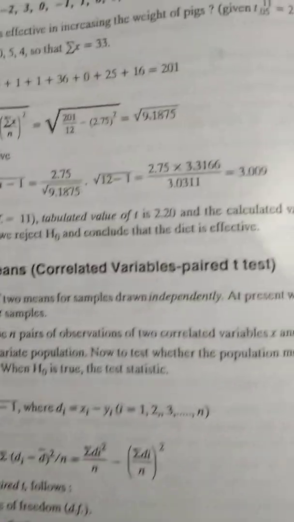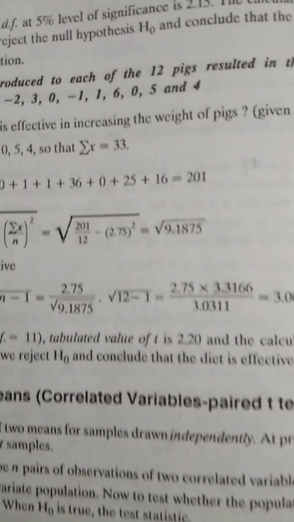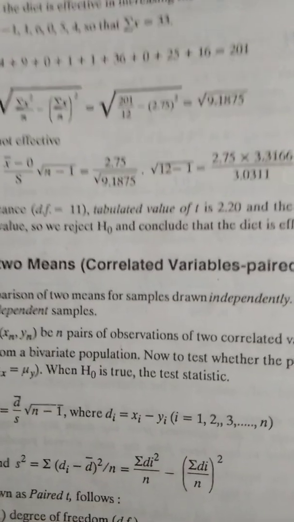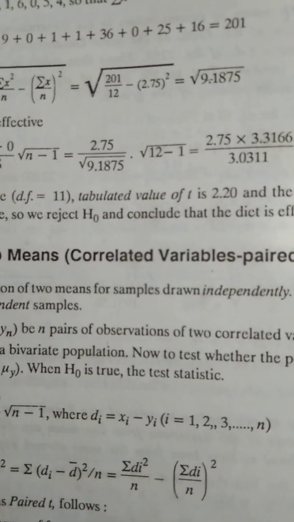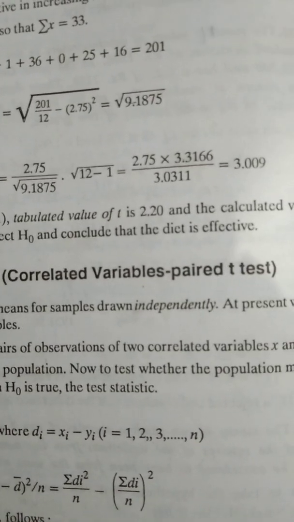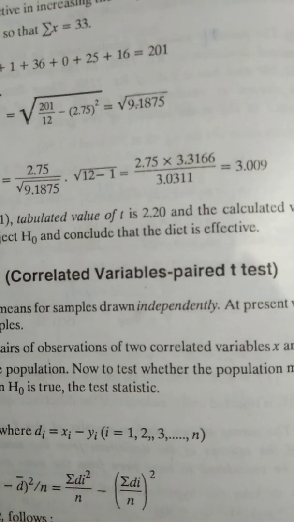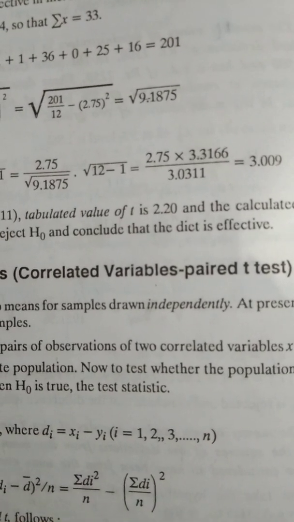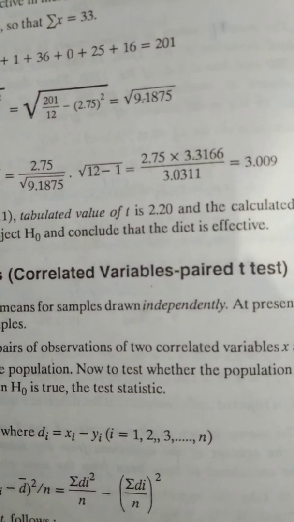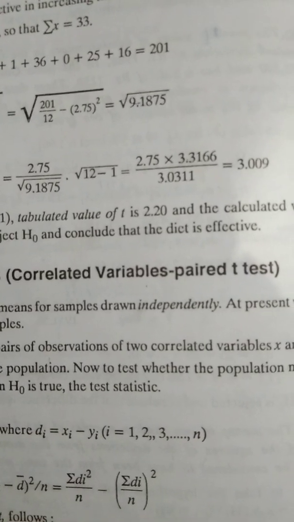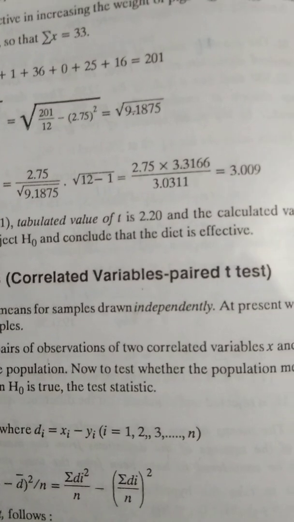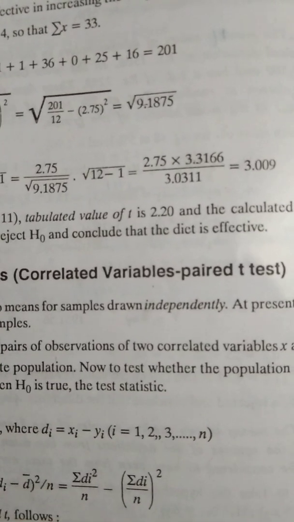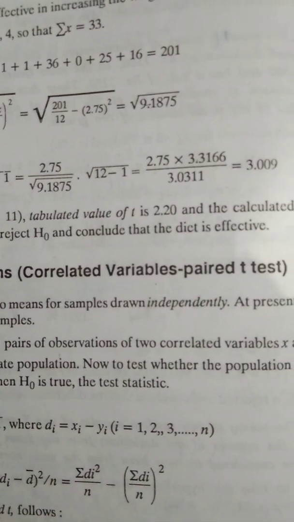Actually in this question the tabulated value is not given in the above question, later they have given. Look at here, the tabulated value is 2.20, but what is the calculated value? 3.009. As I have told you several times, when the calculated value is greater than the tabulated value, the null hypothesis will be rejected. So we conclude that the diet is effective.